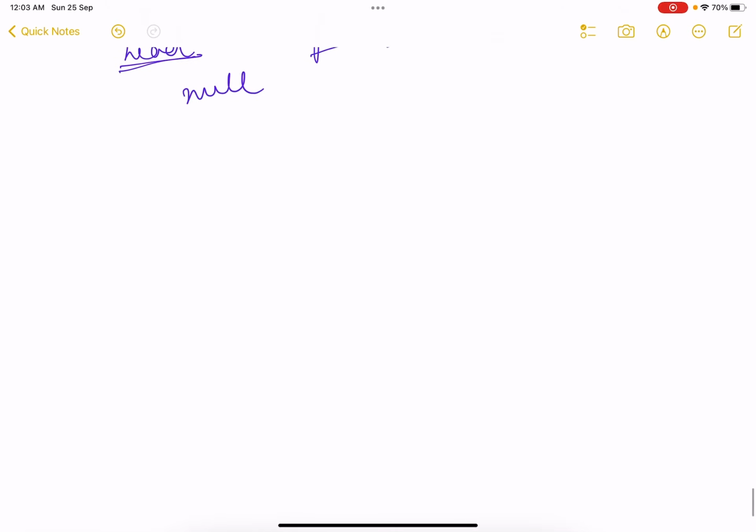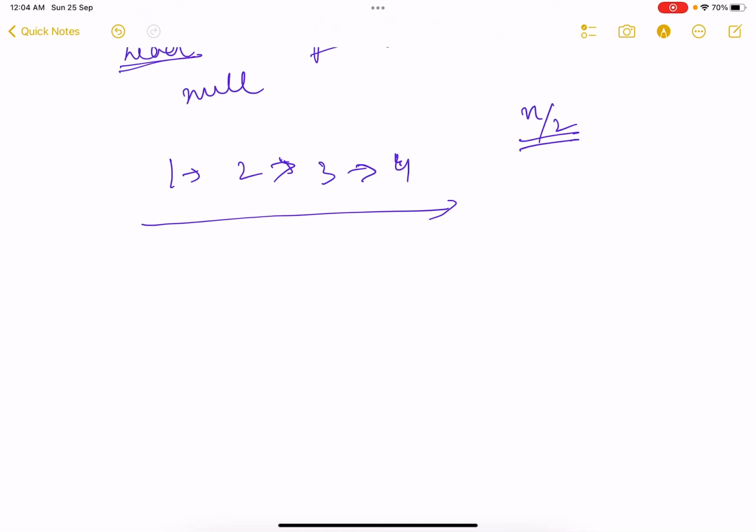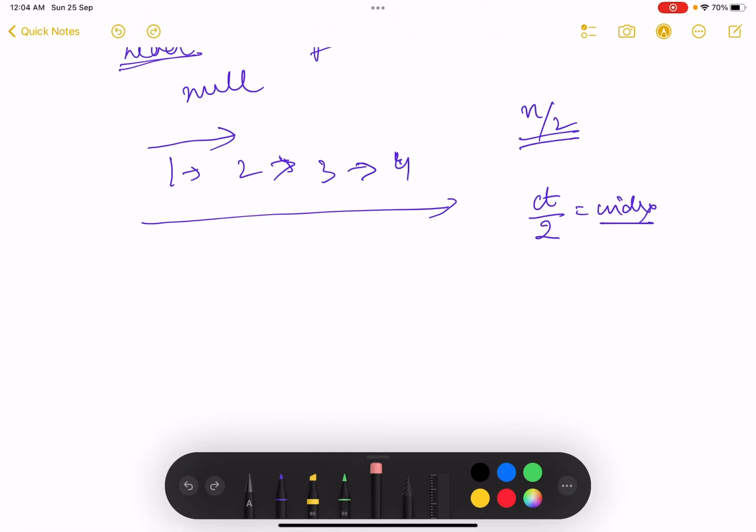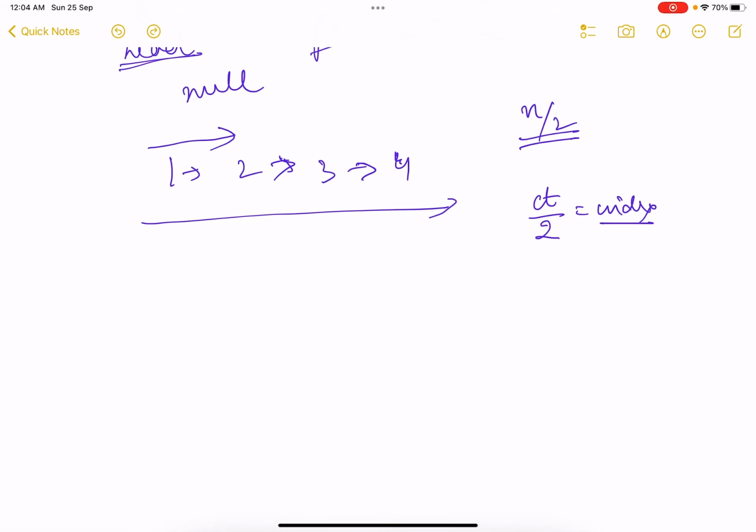Now suppose I have a list, right? Let's start with the basics. So what is the brute force approach that may come to your mind, right? The problem is saying, if there are n nodes, delete the n by second node, right? So what I can do, I can traverse my list and count the number of nodes. Suppose the number of nodes comes out to be ct, this is the count. Then I divide it by 2 and see what is the index of the node that I need to delete, right? So I again traverse my list and I delete the node at this particular index, right? This is a brute force approach.